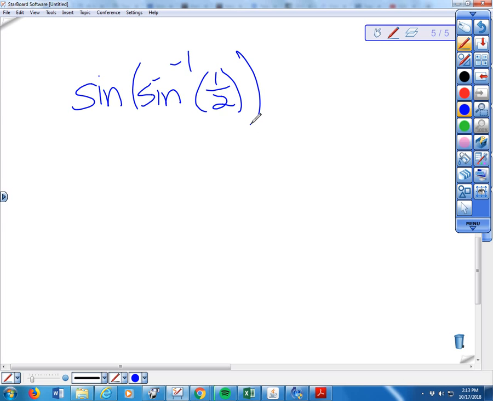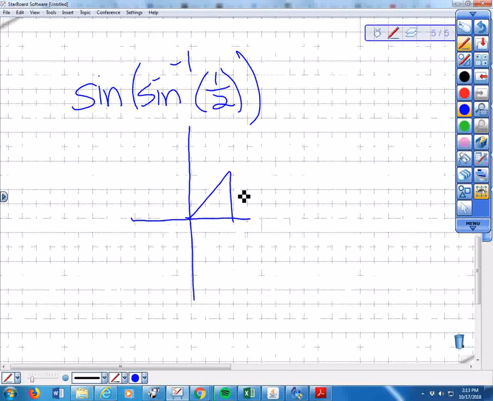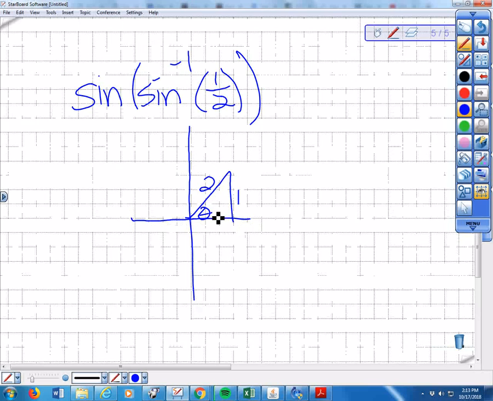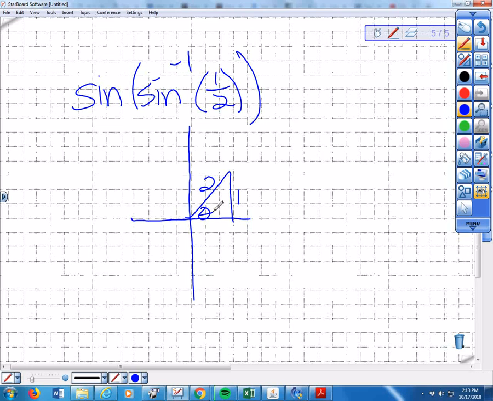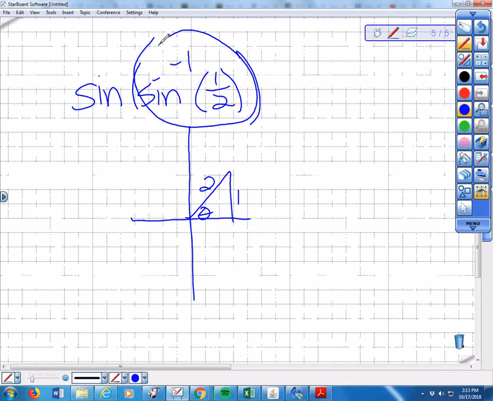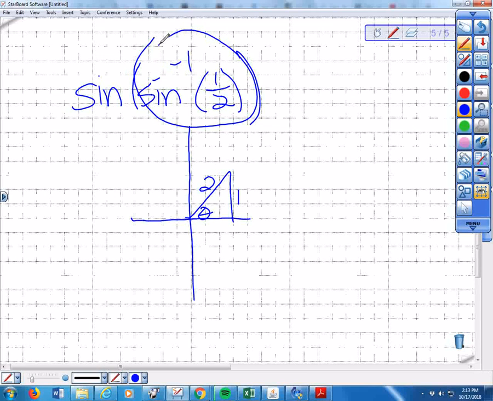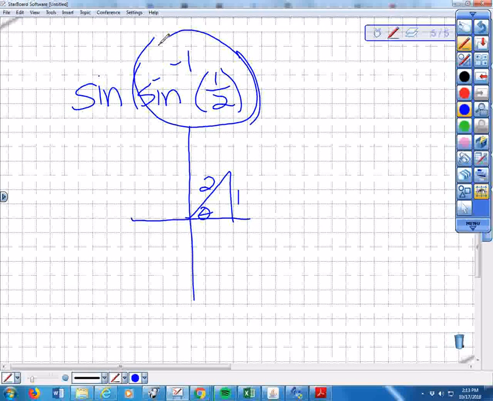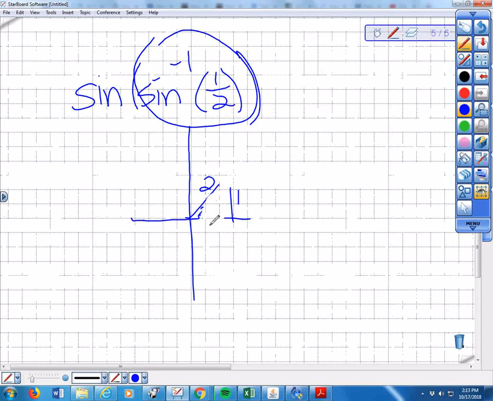When you have the sine of the inverse sine of something, work from the inside out. The inverse sine just means what angle is sine equal to 1/2. That's what the inverse sine means. What angle is sine equal to 1/2? Because what goes in here, this whole thing, needs to be an angle because it's sine of an angle. Well, that angle is 30 degrees, or pi over 6. So then we put pi over 6 in here.